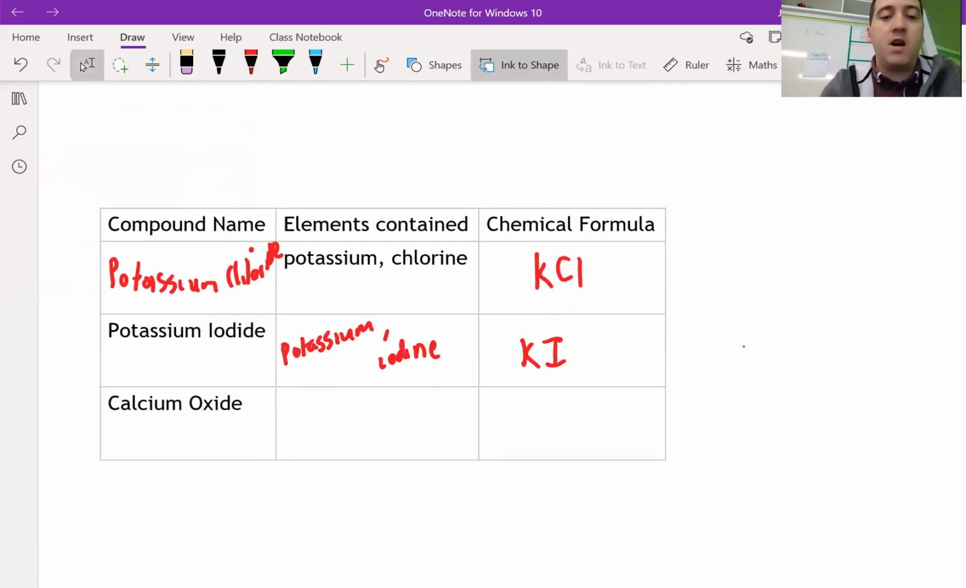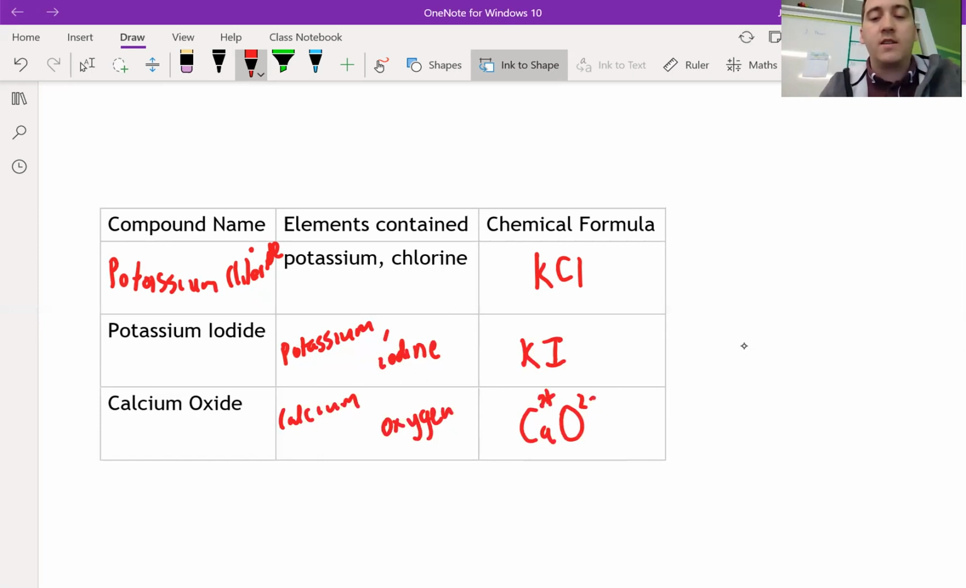Last one, calcium oxide. The elements in here are calcium and oxygen. That's going to give me the formula CaO. There's 1 Ca for 1 oxygen, because the Ca forms a 2+ and the oxygen forms an O2-, and these two cancel each other out, or they balance. So I just need one of each. CaO is the correct answer. Well done, you got that right.